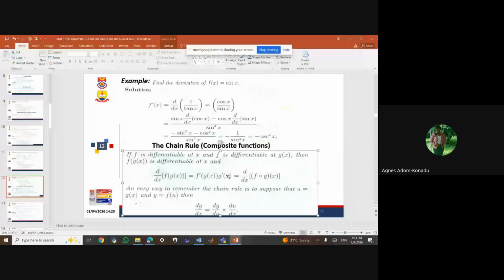Or this is d dx of f of g of x. You did this one in elective math in SHS. This is a composite function of x. Okay. So an easy way to remember the chain rule is to suppose that u is equal to g of x and y is equal to f of u. Then dy over dx is equal to dy over du times du over dx. So now we are letting g of x be u. If g of x is u, then I'll have f of u, and I will let f of u be y. So if I want to differentiate y with respect to x, first I have to differentiate y with respect to u, times I differentiate u with respect to x.